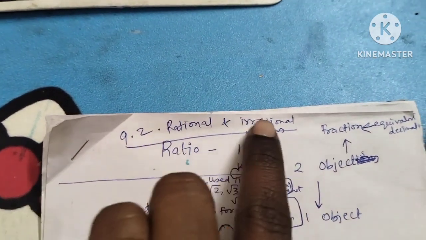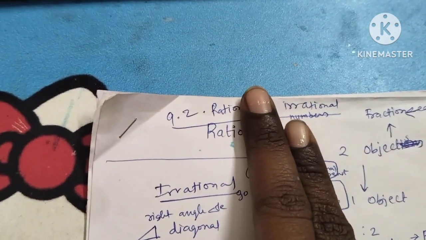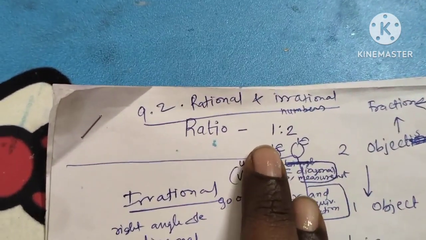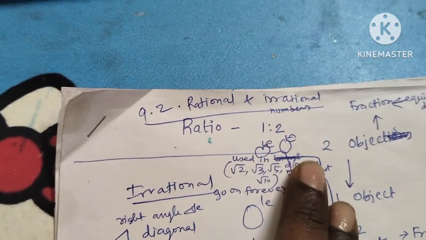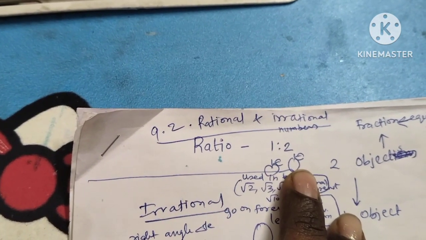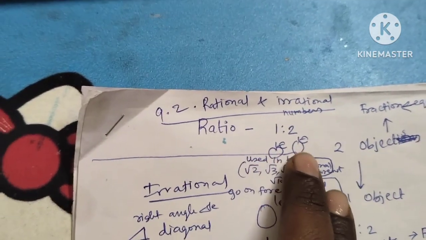9.2 is rational and irrational numbers. So let's start with the rational. The rational is pronounced as ratio and null. So ratio, for example 1:2, means you compare two different objects. For one apple there are two mangoes, so it is a 1:2 proportion.